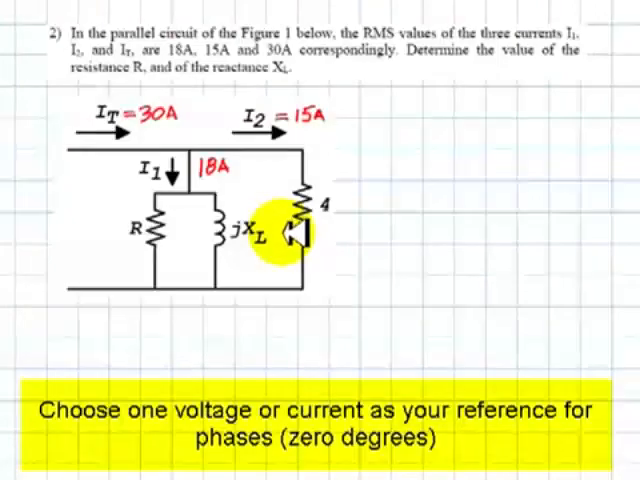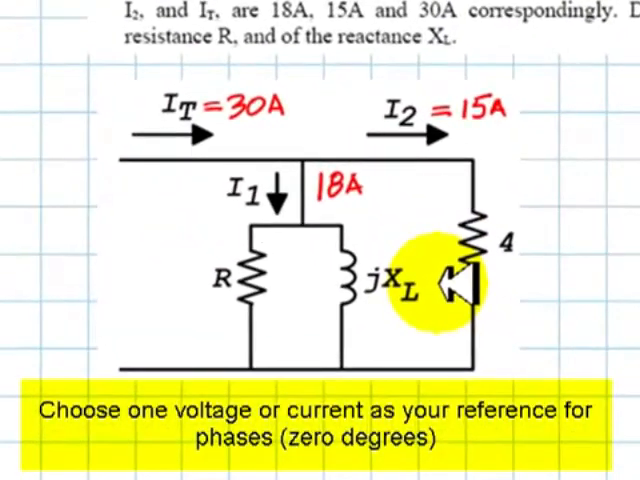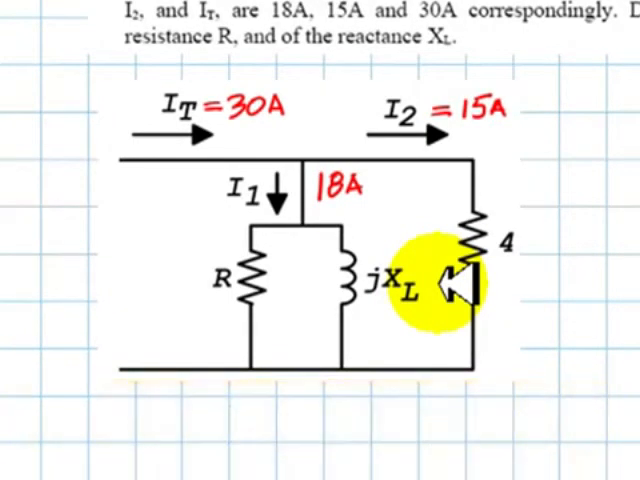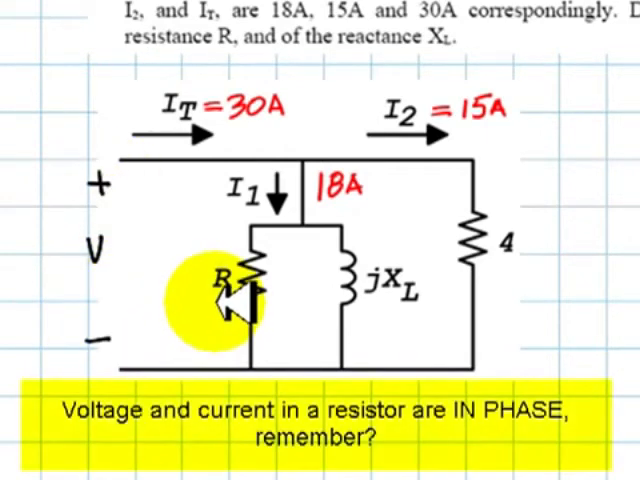In every phasor problem, we choose one voltage or one current as the reference for angles, as the 0 degrees phasor. In this case, I'm going to choose this voltage as the 0 degrees phasor. That means that that voltage has 0 degrees. The current in this resistor, this one, I'm going to call that IR, has also 0 degrees because it has to be in phase with that voltage.